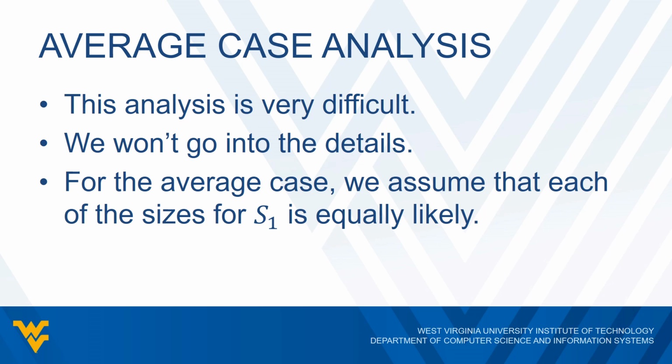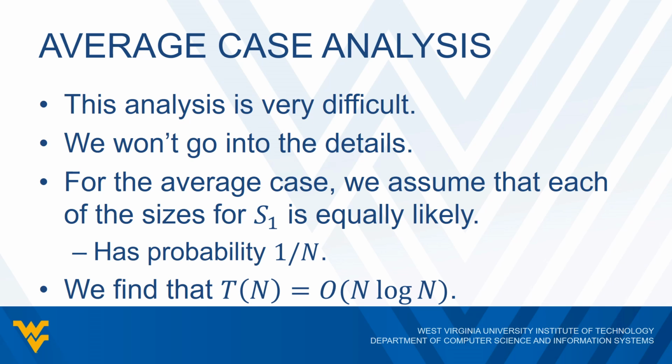For the average case, we would assume that each of the sizes for S1 is equally likely. So it's equally likely that S1 has 0 elements, 1 element, 2 elements, and all the way up to n minus 1 elements. So that means that each size has probability 1 over n. And what we would find is that in the average case, t of n turns out to be O of n log n.